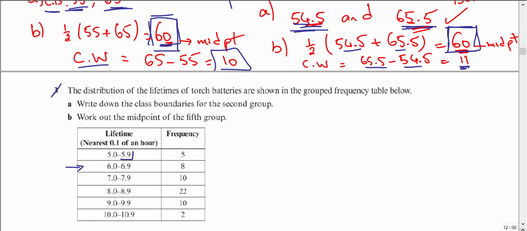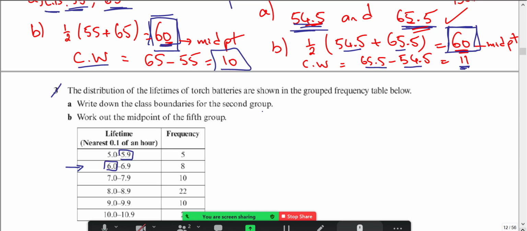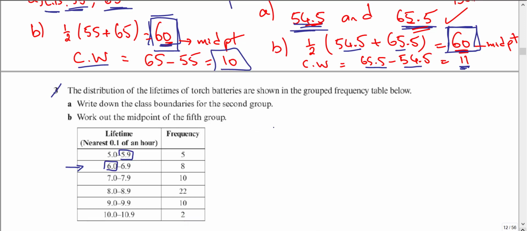This first class ends with what? 5.9. The second group starts with what? 6. So there is a gap, right? What's the value of this gap? 0.1. Yes, 0.1. So in the previous question, the gap was 1. When the gap was 1, you split it into half and half, right? And I said you add half to this and you subtract half from the first value. Here you split this also into 0.05 and 0.05.